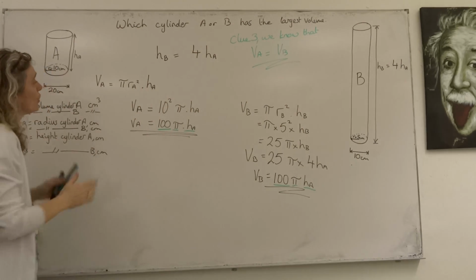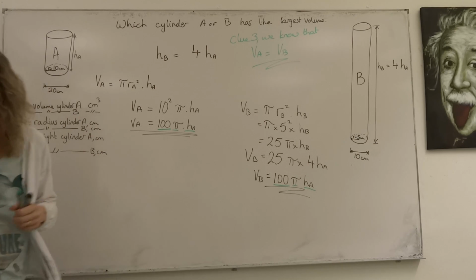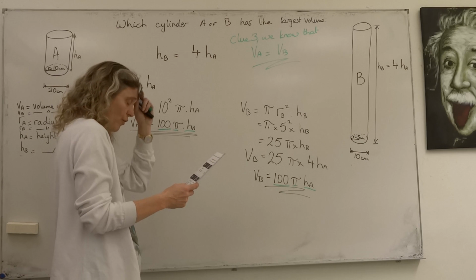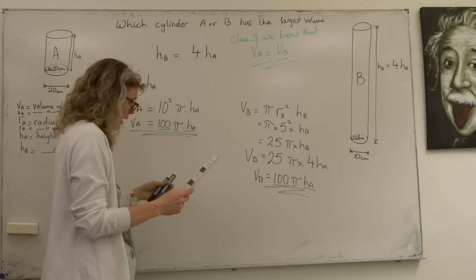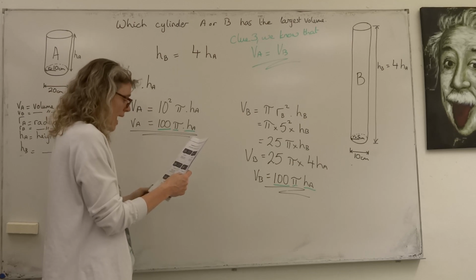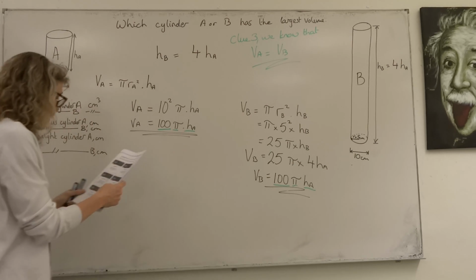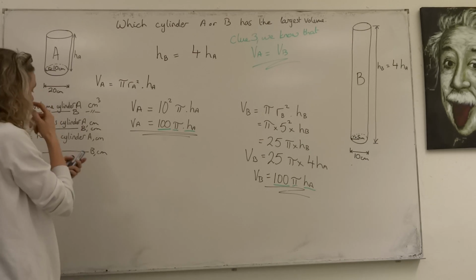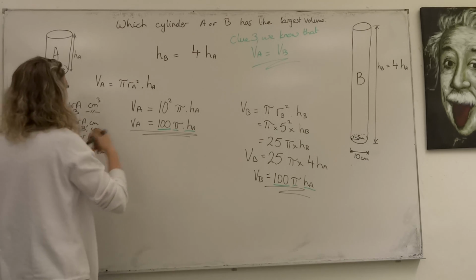So we have solved this question after clue 3. But let's see what we can do with clue 4. Do we need clue 4 at all? Clue 4 is that the base area of cylinder A is 4 times as large as that of cylinder B. Well, we actually haven't done very much on areas, but let's have a look at what happens for cylinder A.